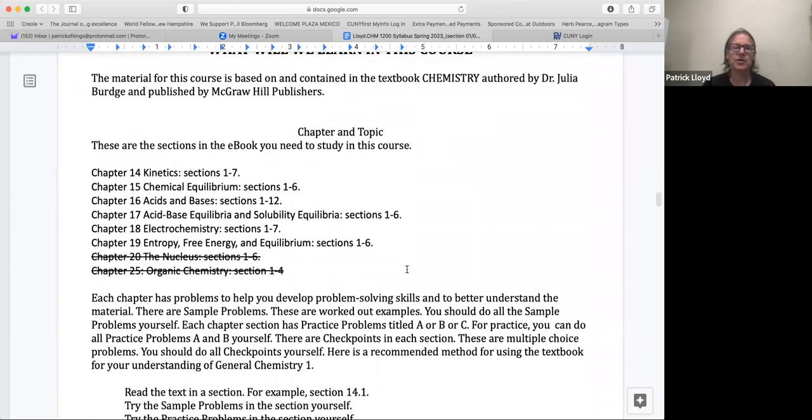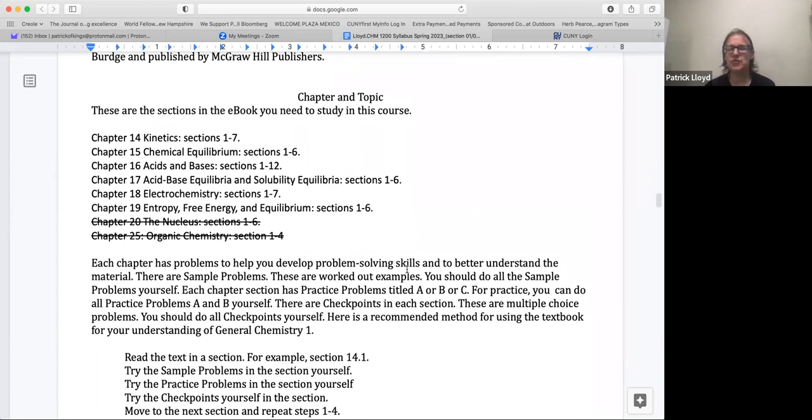Here's what we're going to cover. We're going to cover essentially chapters 14 through 20. I'm sorry, that number 20 is X'd out here. It's actually 14 through 20. Kinetics is 14, chemical equilibrium is 15, 16 is acids and bases, 17 is acid-base equilibria and solubility equilibria, 18 is electrochemistry, 19 is entropy, free energy, and equilibrium, and then 20 is the nucleus. We will not do 25, which is organic chemistry.